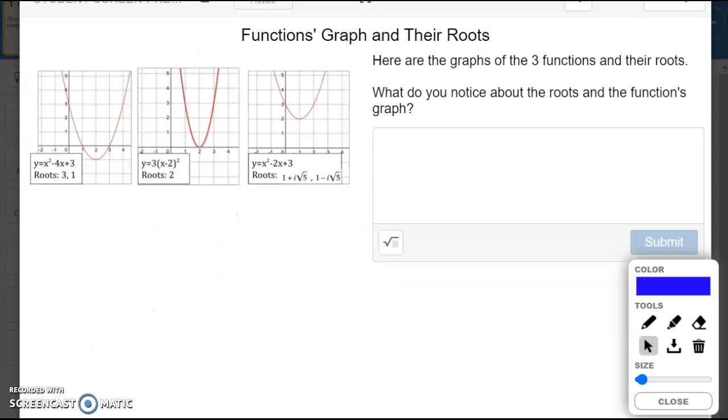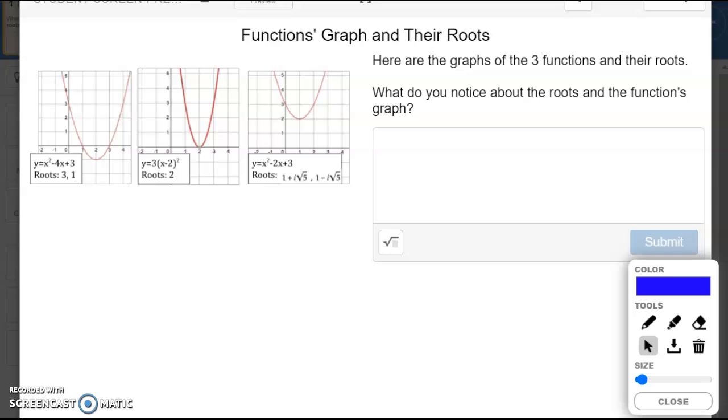Okay, so here are the graphs of three functions and the graph roots. What do you notice about roots in the functions graph? Okay, so with this graph, y is equal to x squared minus 4x plus 3, we have two roots, 3 and 1. That's where the graph is crossing the x-axis, 3 and 1.